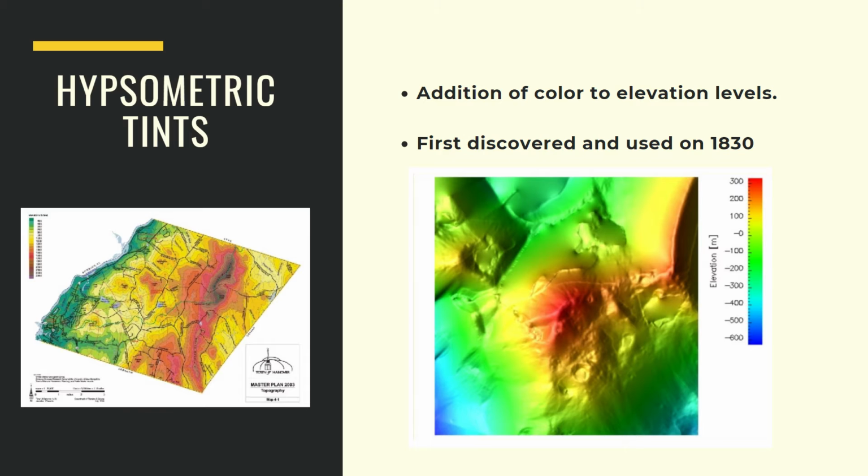The third method of representation of relief is the hypsometric tints. These are colors placed between contour lines to indicate elevation. The addition of color to elevation levels was first tried as early as 1830. To add to this, color schemes require graduation, logical sequence, realistic colors, with the darkest still able to bear readable text.